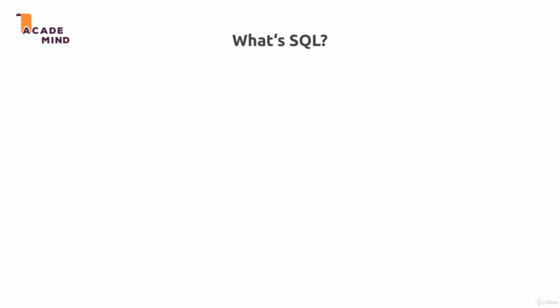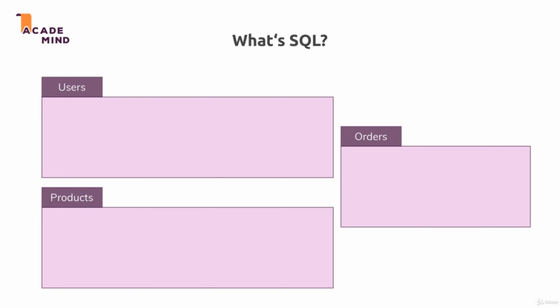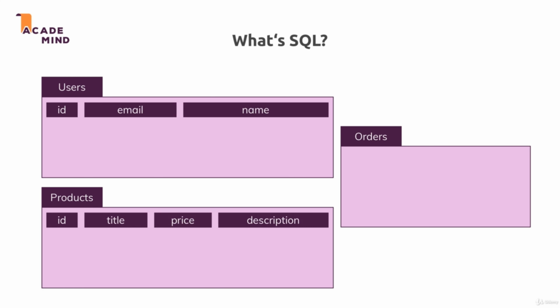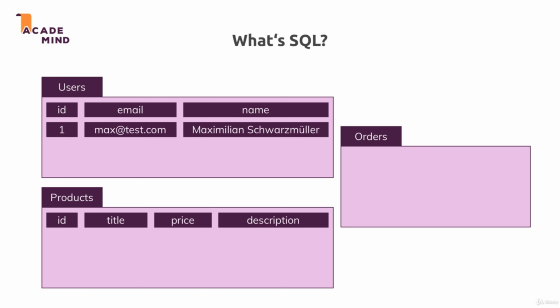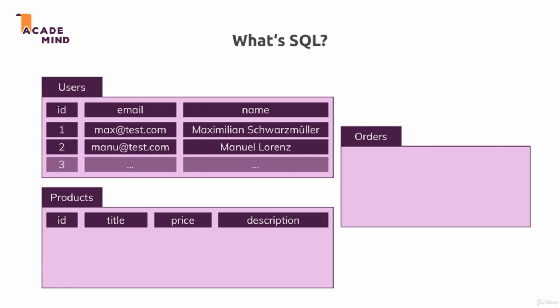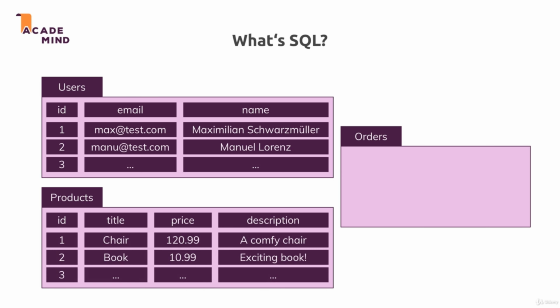So what is SQL? How does it work then? A SQL database thinks in so-called tables. So we might have a users, a products, and let's say an orders table. And in each table, you have so-called fields or columns. For example, a user could be defined by having an ID, an email, a name, and a product could have an ID, title, price, and a description. Now, we fill in data for these fields, so-called records. So basically, the rows in our tables. For example, here we get a couple of users with their data, and we get a couple of products too.